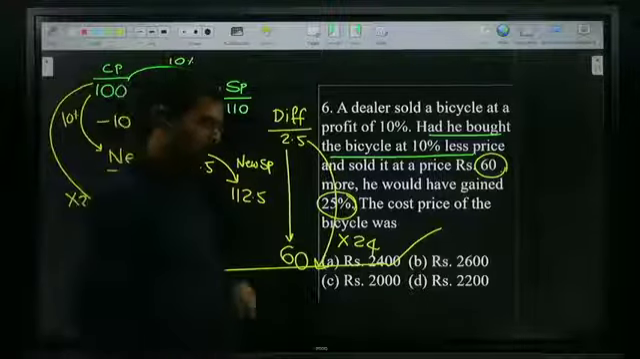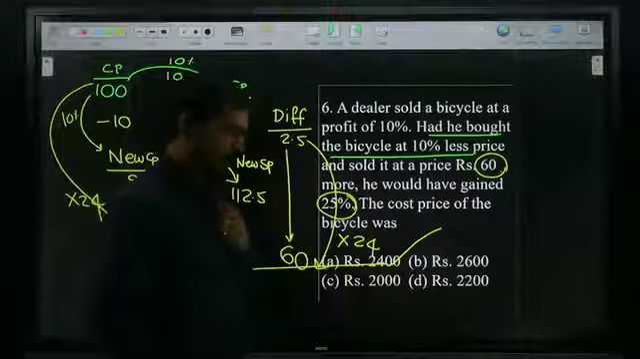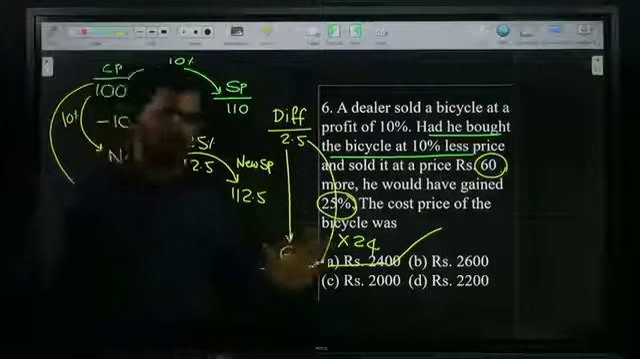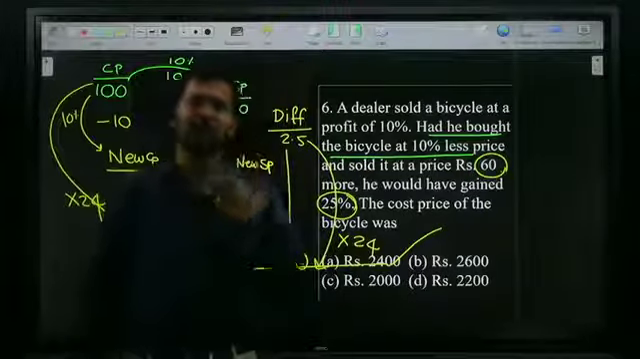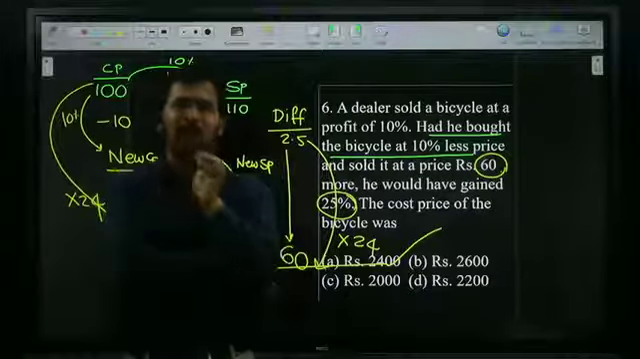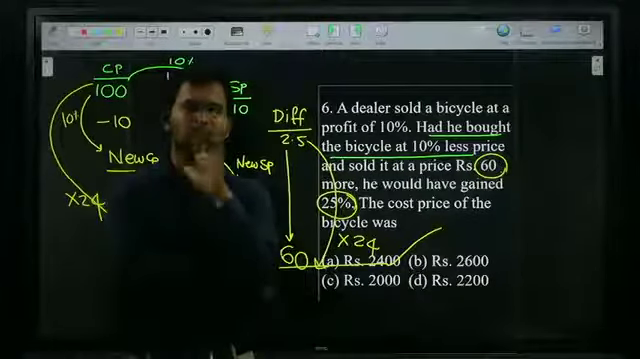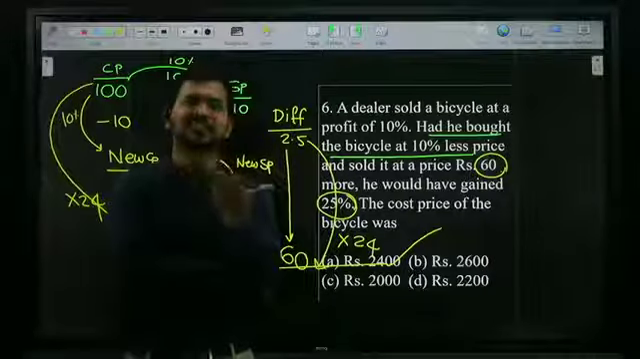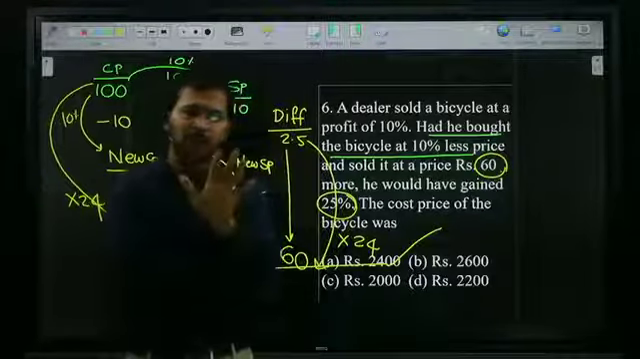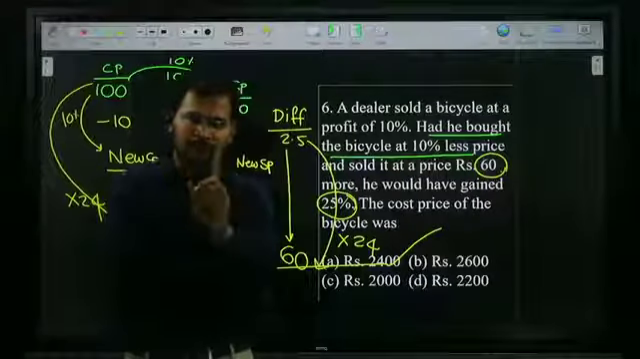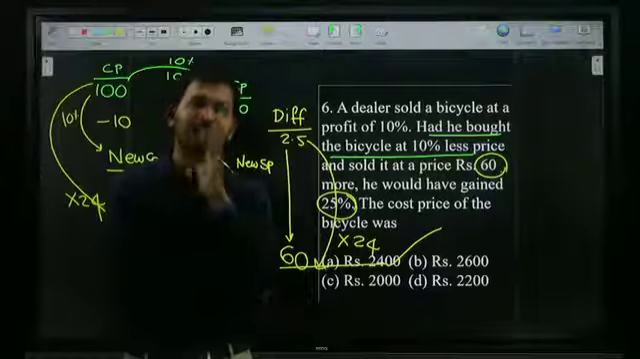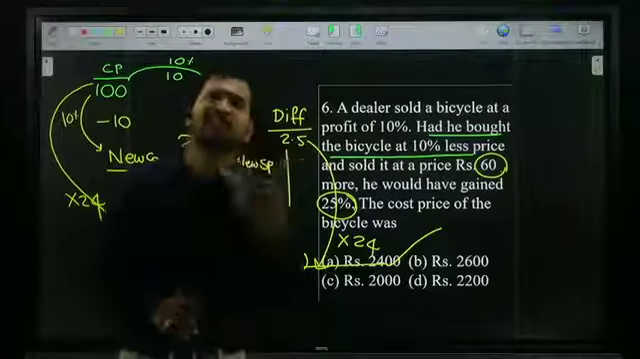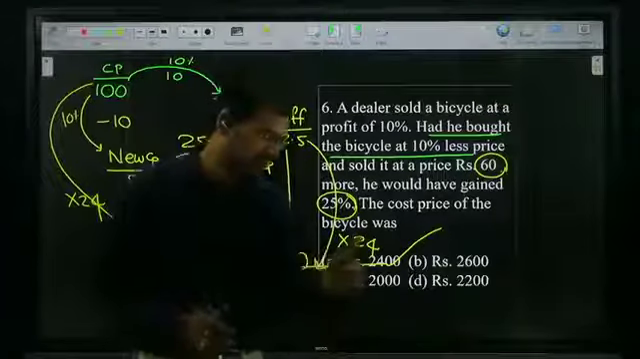Karthikeyan is asking how you are calculating 2.5 into 24 is 60. Karthikeyan, just listen. For 10 rupees, how many 2.5s are possible? 4, right? For 10 rupees, 4 2.5s. For 60 rupees, 6 times 4, that is 24. Are you okay, Karthikeyan?